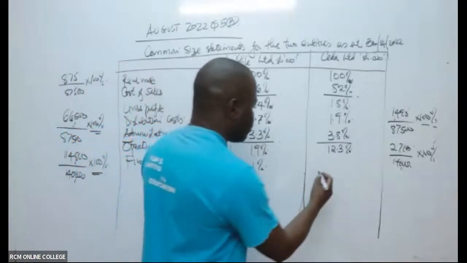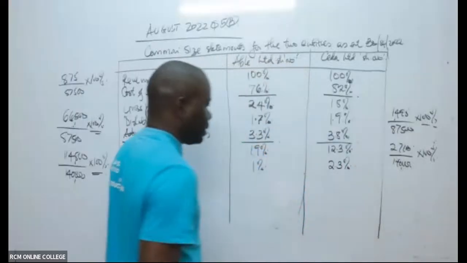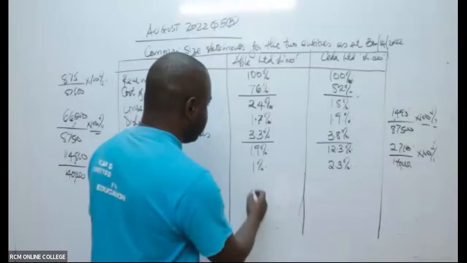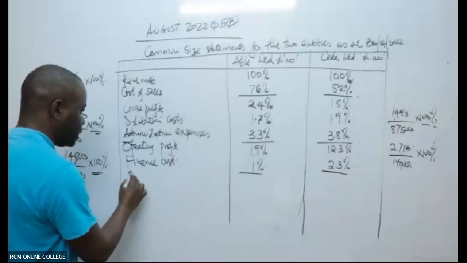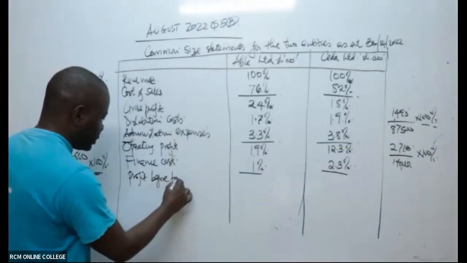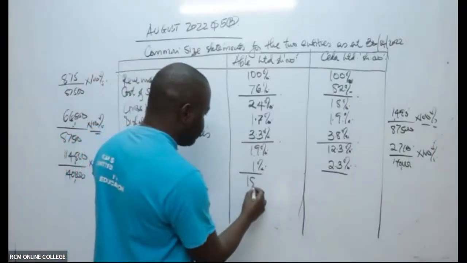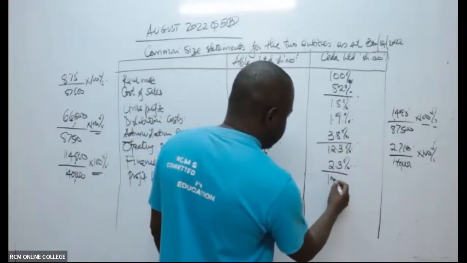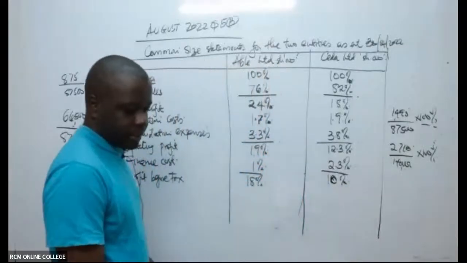2.25%. We can round off to one figure. That will be 2.3%. Then the profit before tax, you get the difference there. You'll be able to get 18%. This one you'll get, is it 10%? 10%. You'll get 10%.